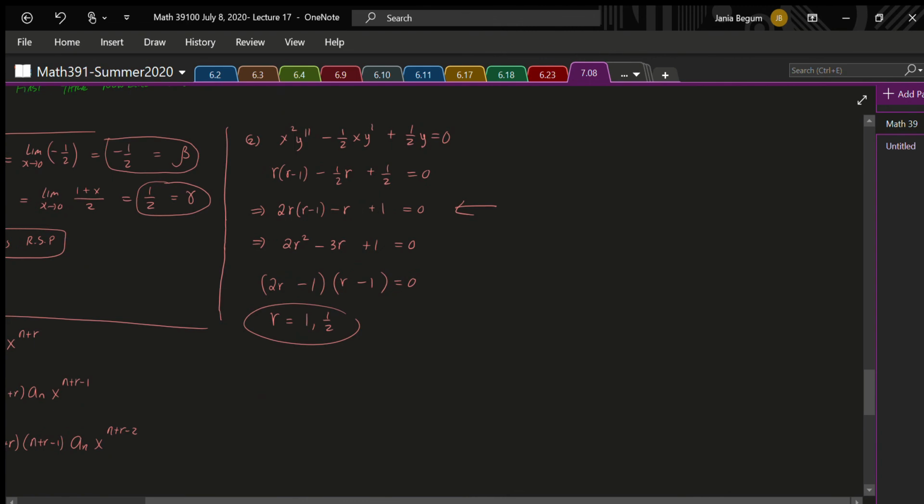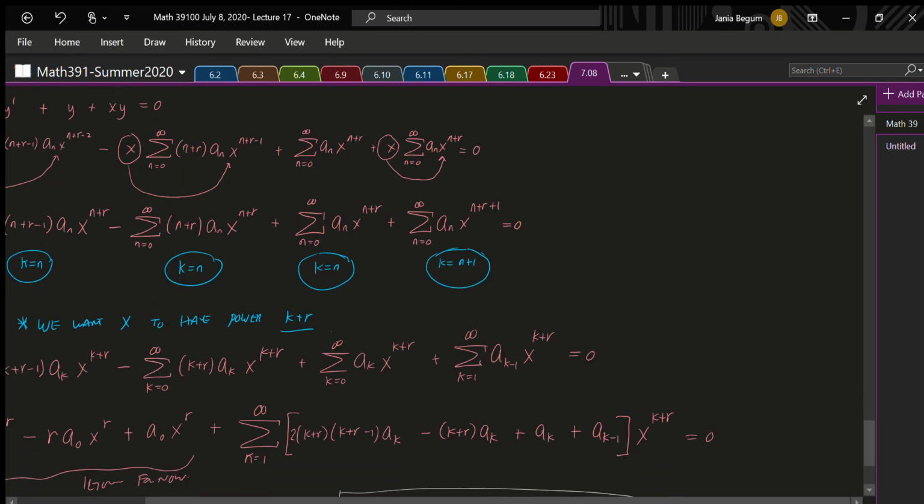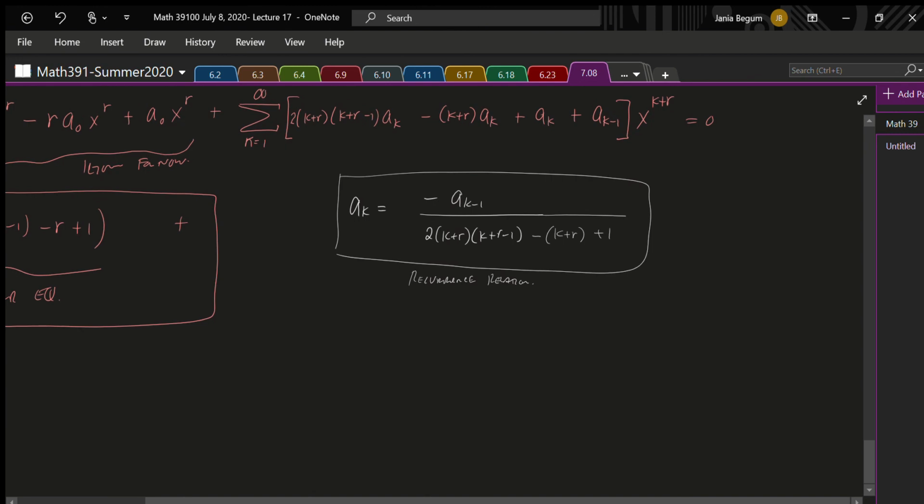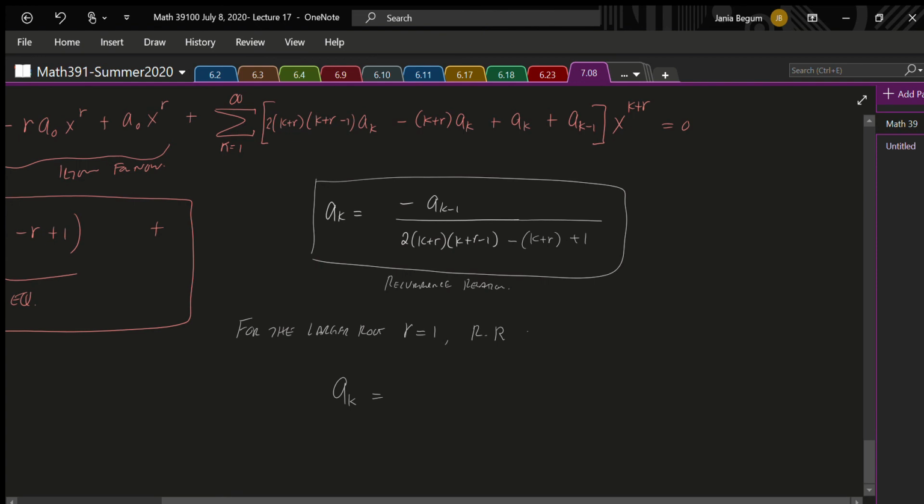So the larger root is 1, right? You have 1 and 1/2. So the larger root will be 1. So the corresponding recurrence relation for the larger root, r equals 1, the recurrence relation, so RR, it's going to be a sub k is equal to, so you plug in r equals 1, and this simplifies your recurrence relation.